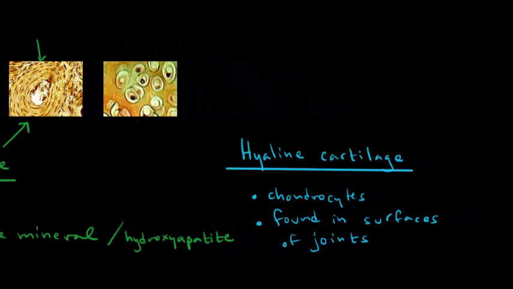And then we have hyaline cartilage. The cells in hyaline cartilage are chondrocytes. You can see them over here. There are a bunch of these cells, and they're found in surfaces of joints. So these are all examples of different types of connective tissue, and many of them provide some form or another of support for tissues and organs.